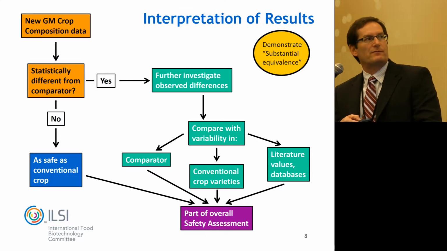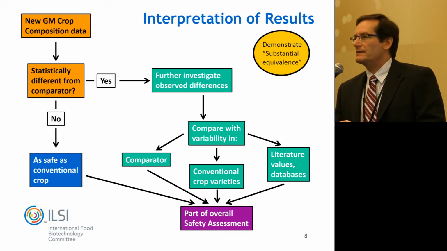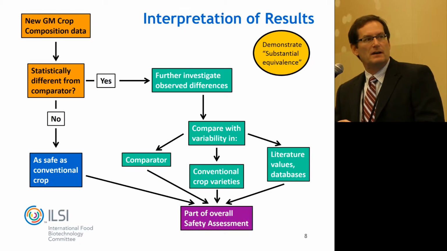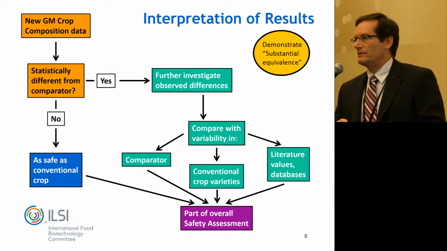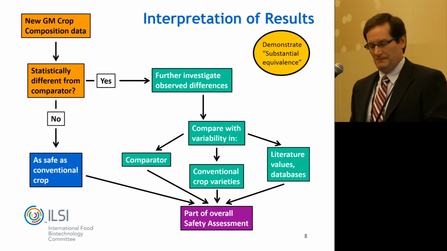If there are statistical differences, then we may need to investigate further what those differences mean. And often the way we do this is by comparing the variability within the comparator itself, within the GM crop, the conventional crop varieties that may be grown in the same trial. Also, we'll compare with literature values or values in databases. And I'll talk a little bit more about the values in the databases and how important they are for capturing the variability within the crop. The conclusions from these comparisons then again feed into the overall safety assessment.